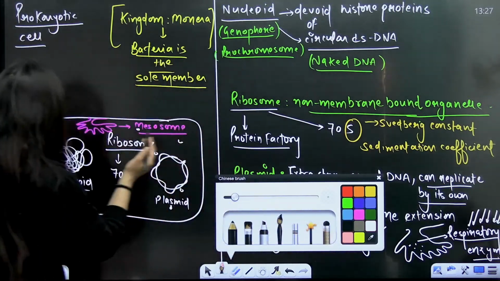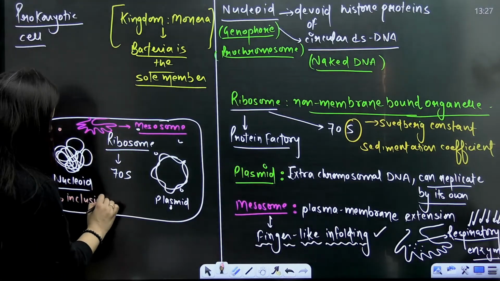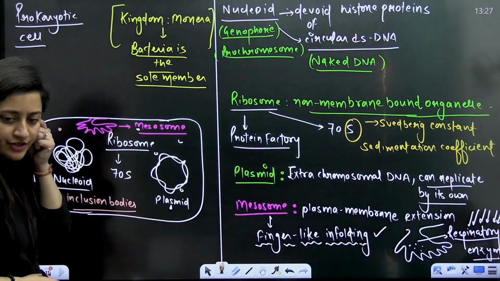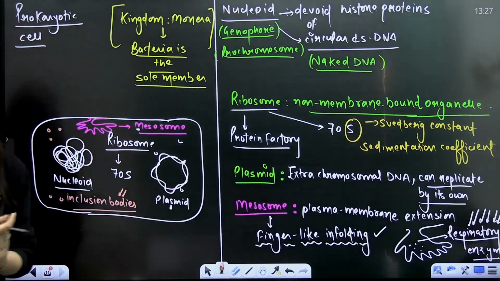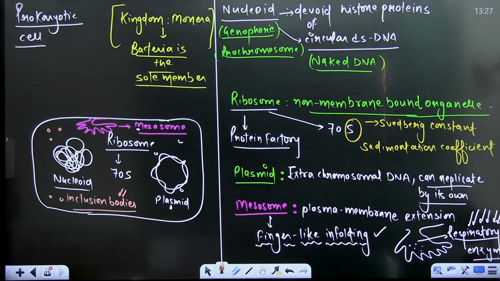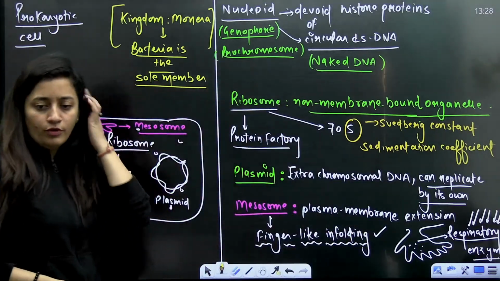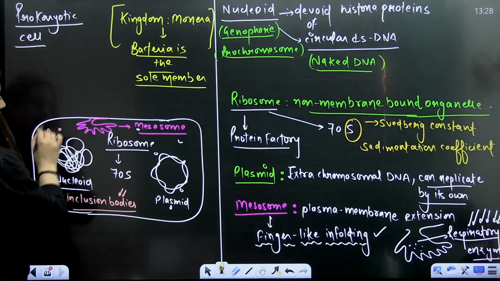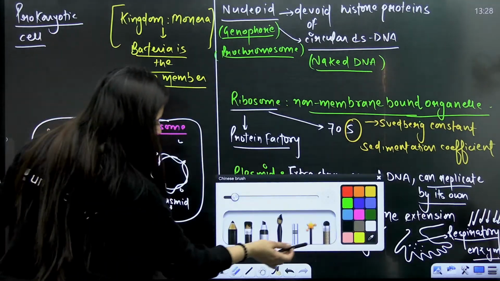You will see some storage granules like inclusion bodies as well. Basically they are the glycogen granules. What will they do? They will basically store the food. Glycogen granules and all are there. Sometimes gas vacuoles are also there. Some photosynthetic bacteria also have chromatophores. So this is the thing.